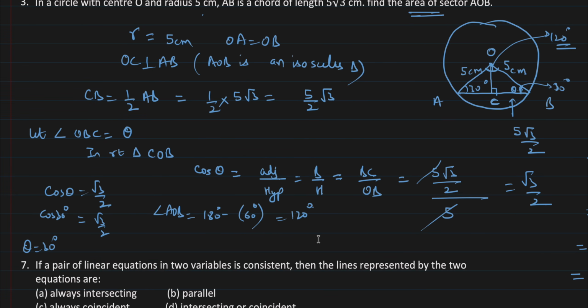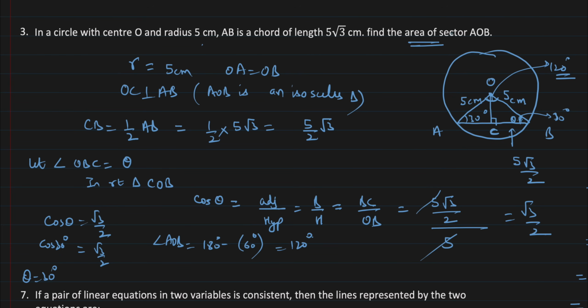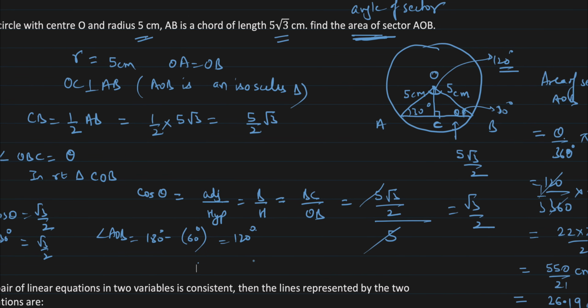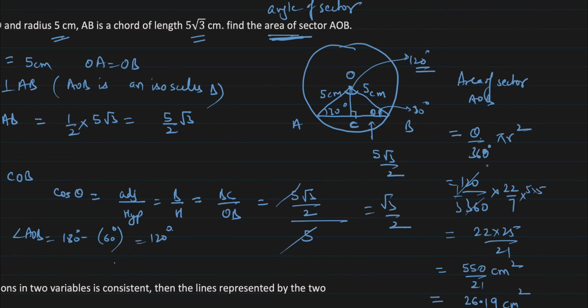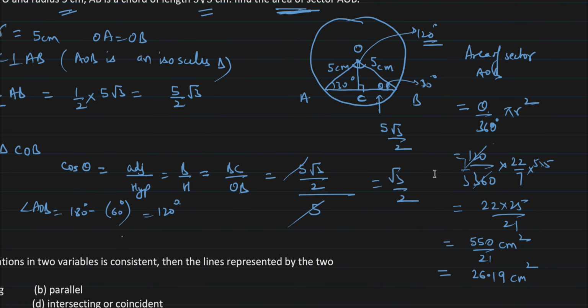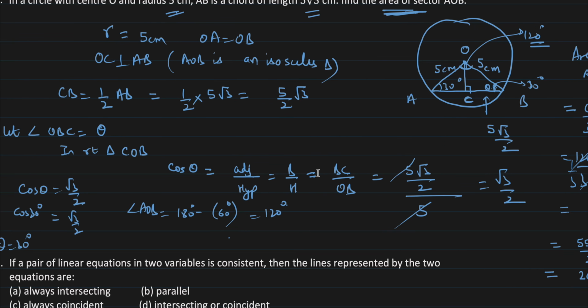Okay students, so I hope this is clear. As in this question, angle of the sector was missing, right? What was missing? Angle of sector was not given. So using the radius and the chord length, we calculated the angle of sector using trigonometric ratios. Okay students, after getting the angle, we just put the formula that you all know is very simple, theta by 360 pi r square, area of sector. Okay, and then we calculated it and got the answer. I hope the steps are clear.